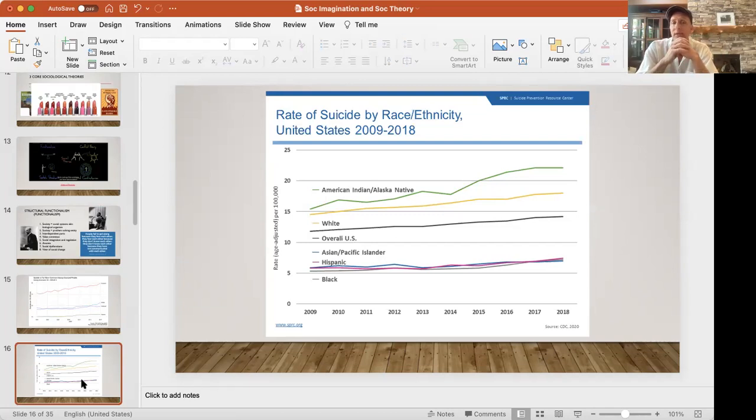So we have to get to that space. We ask questions, well, why is it that way? What's going on in terms of how we explain this distribution?